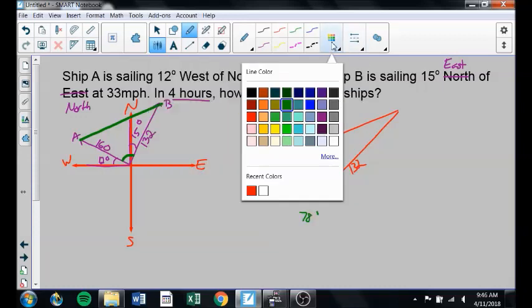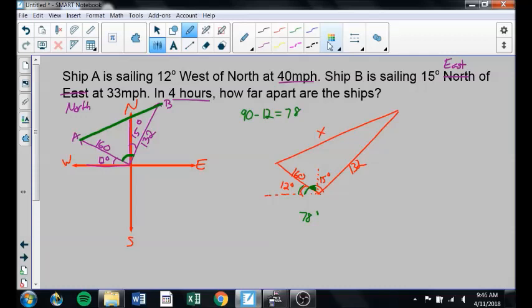I don't know why I'm using this green. I should pick something a little bit darker. This part here was 78. This part here was 15. So altogether, that's 93 degrees.